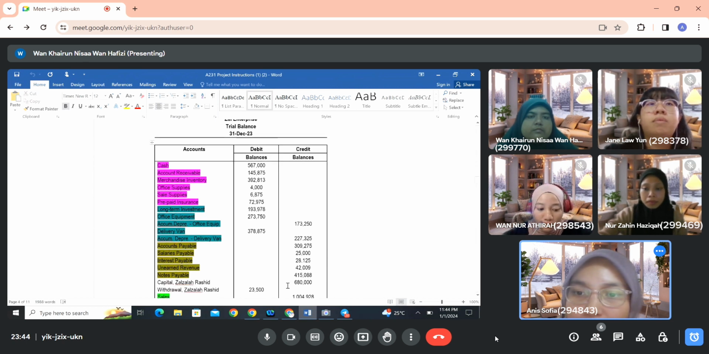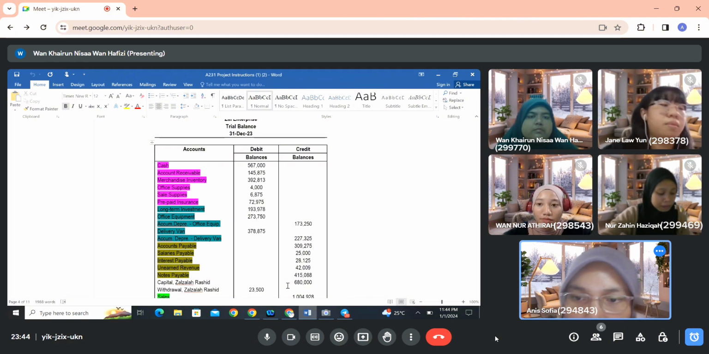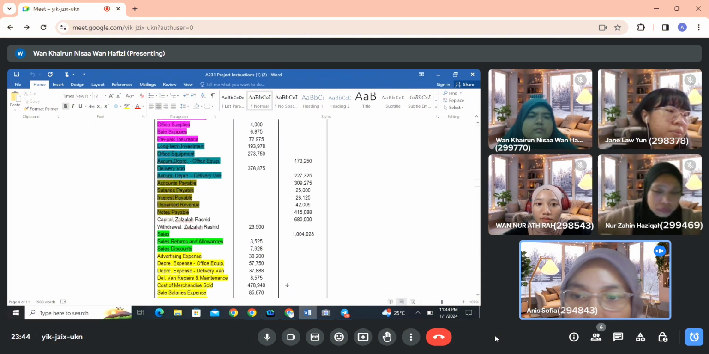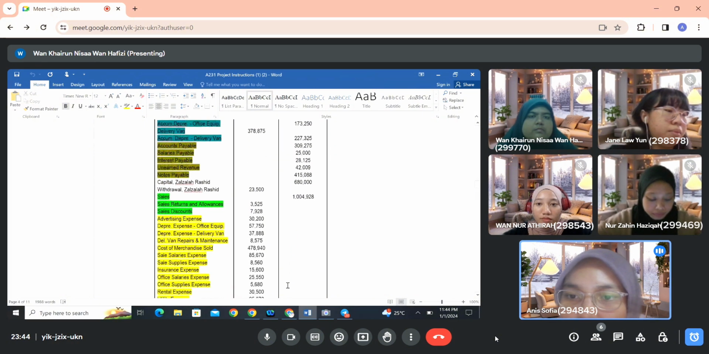Accumulated depreciation office equipment is non-current asset. Delivery van is non-current asset. Accumulated depreciation delivery van is non-current asset. Account payable is current liabilities. Salaries payable is current liabilities. Interest payable is current liabilities. Unearned revenue is current liabilities. Notes payable is current liabilities. Capital Zazala Rashid and withdrawal Zazala Rashid is owner equities.